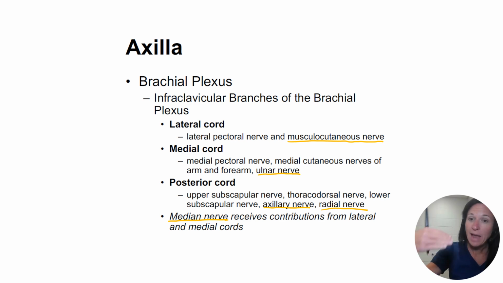So lateral to the axillary artery, we have the lateral cord, which is going to give us the lateral pectoral nerve, which we've already discussed, is responsible for the innervation of pectoralis major. And this will also give us musculocutaneous. Okay, and musculocutaneous is going to be responsible for the anterior compartment of the arm. So biceps brachii, brachialis, coracobrachialis.